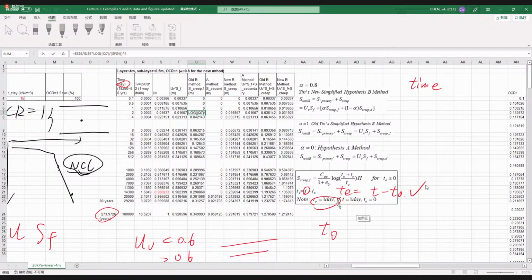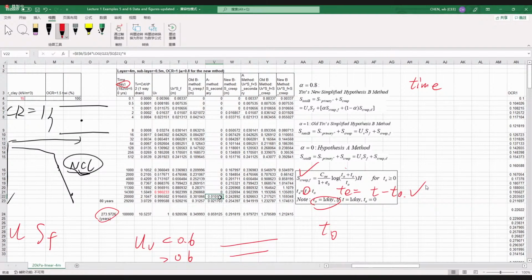We can discuss more in today's lecture to re-elaborate the concept. So the TE plus T0 is equal to T. This T is the time you apply the loading on top of the soil ground. The final one, this one is the initial one, F4. F4 actually is always equal to 1. So we use the same equation here to calculate the S creep final.